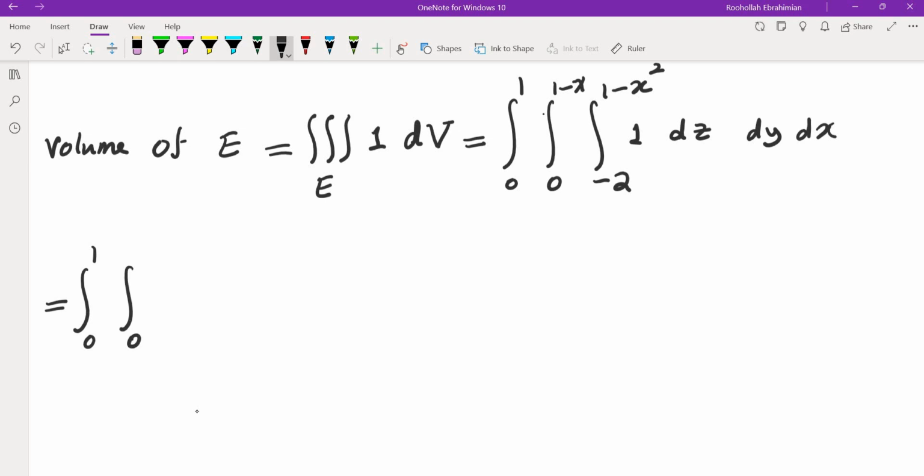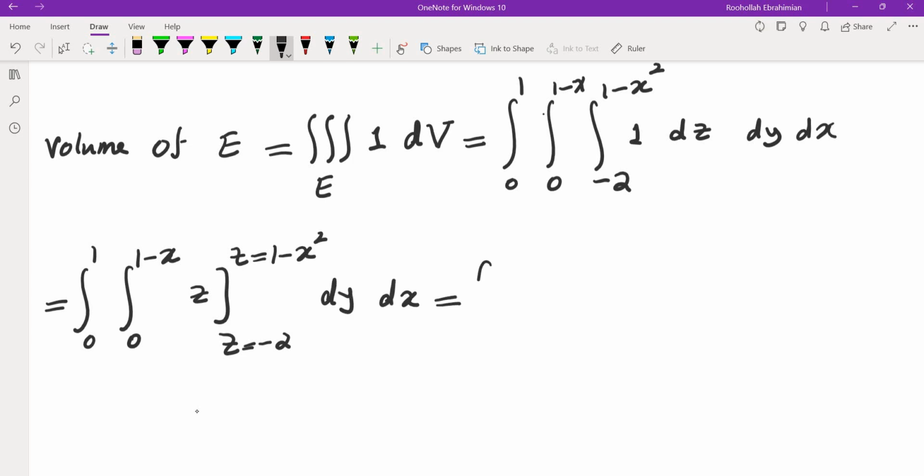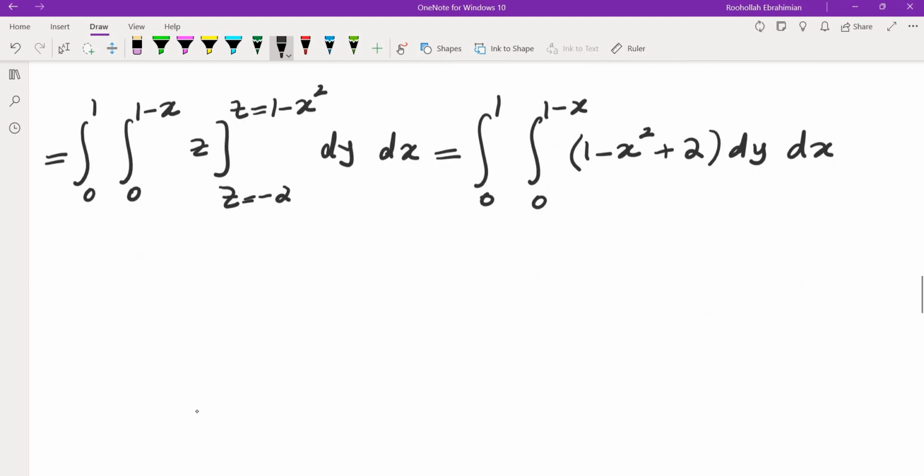So 0 to 1, 0 to 1 minus x, and then we'll have to integrate with respect to z. So that's just going to be z evaluated from z equals -2 to z equals 1 minus x squared dy dx. Integral from 0 to 1, integral from 0 to 1 minus x. Then we'll have to plug in the values 1 minus x squared and then minus 2. So 1 minus x squared plus 2 dy dx. Next, we'll have to integrate that with respect to y. We get integral from 0 to 1.